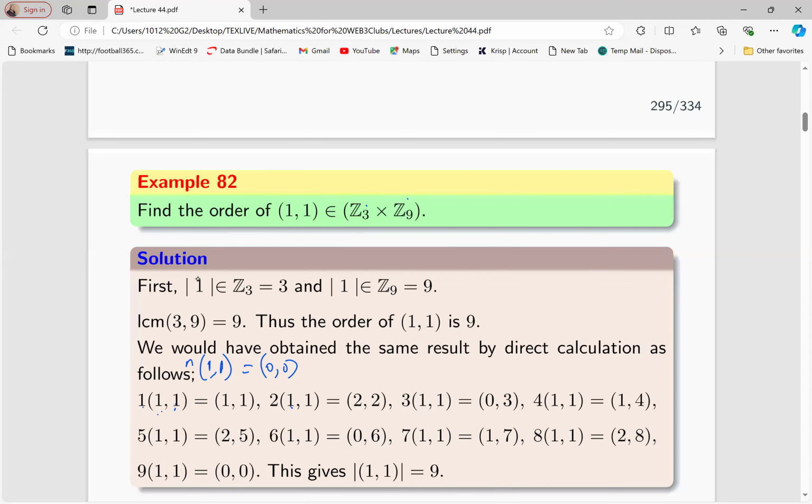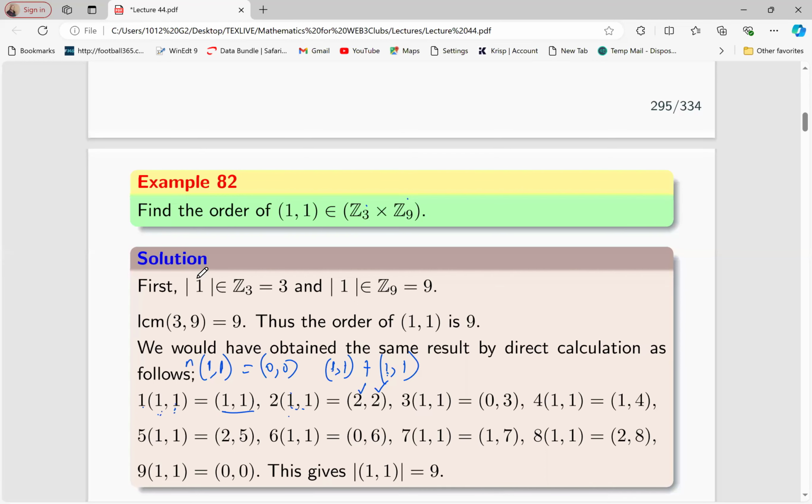Once 1, 1 added to itself once, it will just be 1, 1. When I add 1, 1 twice, so 1, 1 to itself, in fact, what I have is this, 1, 1 plus 1, 1. And remember that these first elements are from the first group. So you add them and they give you 2. These other elements are from the second group. You add them, they give you 2. So 1, 1 twice gives me 2, 2.